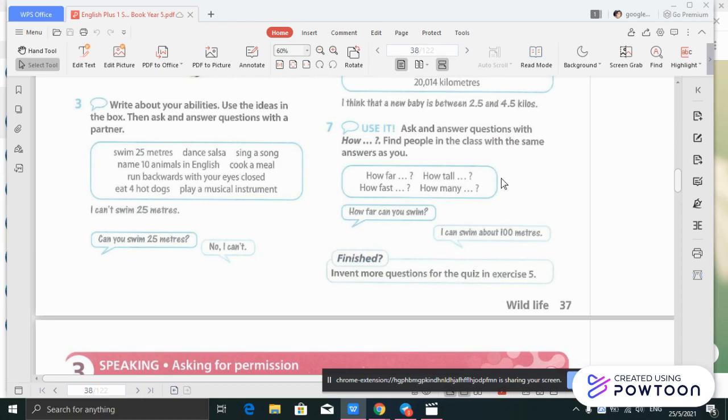Let's say, how far can you swim? I can swim about 100 meters. This is an example where you use your own ability. So you can use it like that, or you can use it for an animal. I am trying to relate this to the lesson, that is, we are learning about animals. So it would be better if you use general knowledge about animals. The other day the teacher also exposed you to animal skills and interesting facts about animals. So you can use that to come up with questions like this.